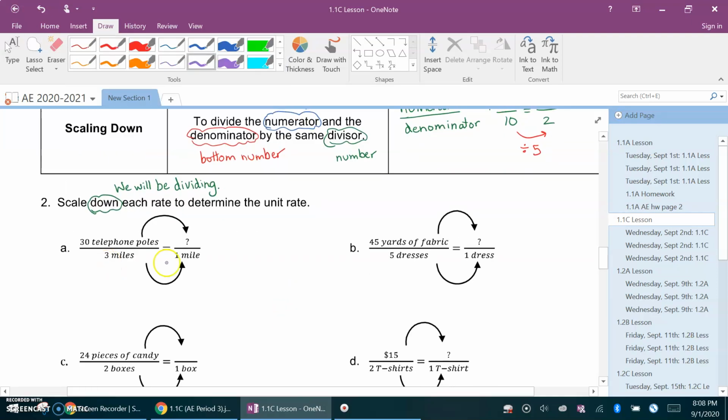So 3 divided by what gives us 1? And so this is going to be 3 divided by 3. So then 30 divided by 3 gives us 10. So that means there are 10 poles in 1 mile. We're just going to use the word poles so you don't have to write out the word telephone.